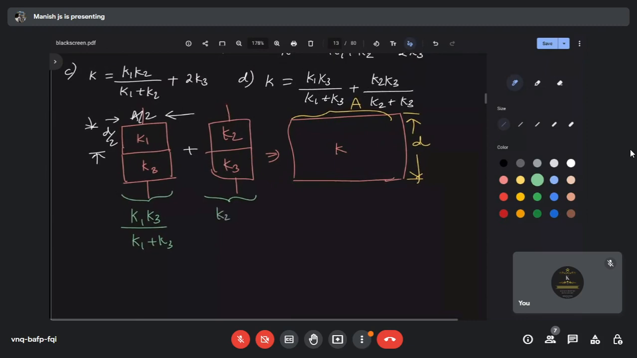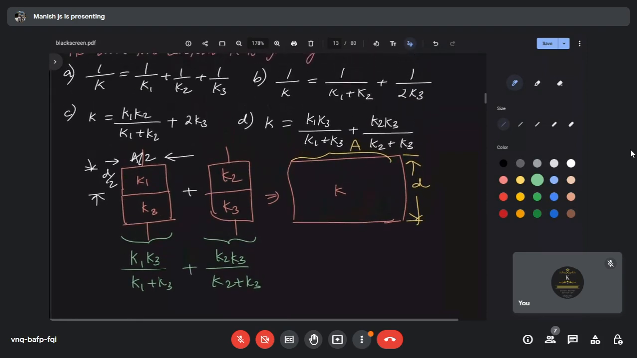So that is what we are doing. K2 and K3 upon K2 plus K3. And these two are going to be in parallel, isn't it? So what you do, you just go for a simple addition. So you have to add both. That's it. So you get the answer. The answer is option D.